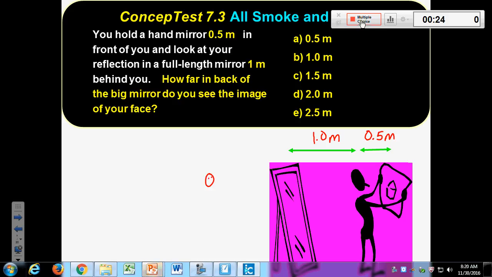So your face is over here somewhere. Where is that? How far back do you see the image of your face, your actual face?